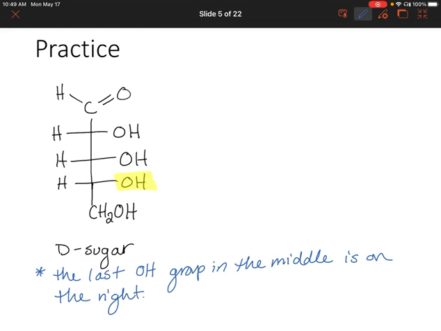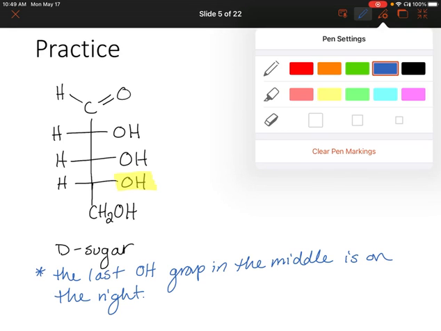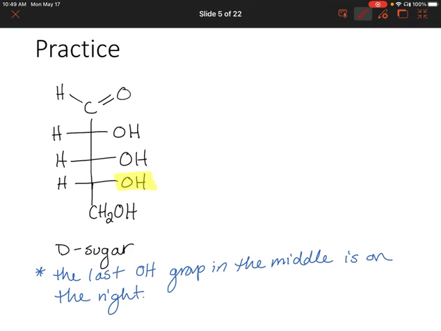Now let's take this one step further. Is this an aldose or a ketose? An aldose, right? It has an aldehyde group. How many carbon atoms do we have? Well, we have 1, 2, 3, 4, 5. So this would be an aldopentose.